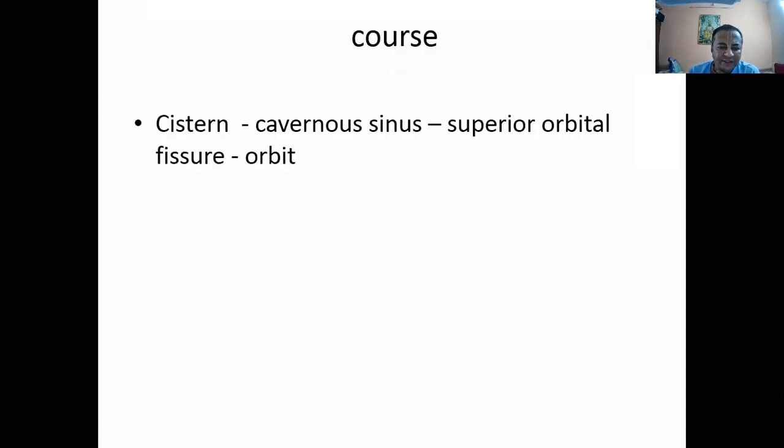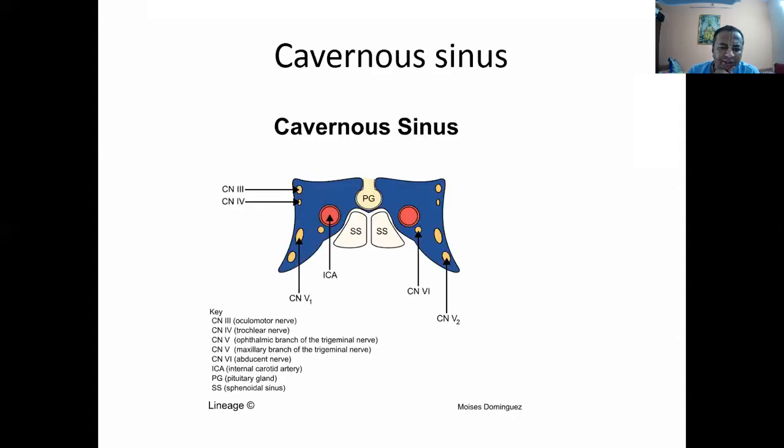Then from the cistern they pass through the cavernous sinus. All these three nerves, after they come out from the brainstem, their intracranial course is as follows. They pass through a cistern. From the cistern they pass through the cavernous sinus, and then through the superior orbital fissure, and then they enter the orbit. So this is the diagram of the cavernous sinus.